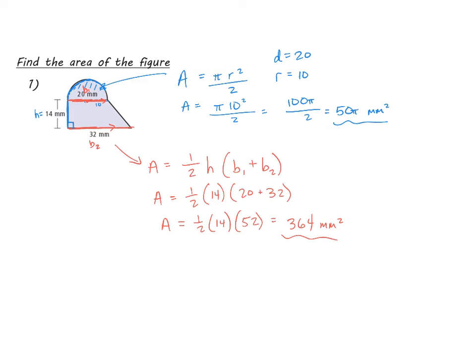So my composite figure was made up of adding a semicircle and a trapezoid. So I need to add those two areas together. The area of our composite is equal to the area of our semicircle plus the area of our trapezoid. Semicircle was 50 pi. Trapezoid was 364. So our total area is 50 pi plus 364. And if we're going to leave it in terms of pi, that's a fine answer, millimeters squared.